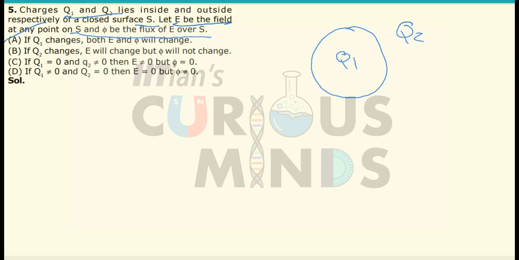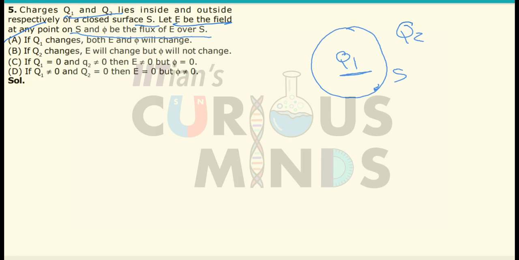Because the electric field intensity on this surface S will be directly proportional to the flux, and the flux is directly proportional to the charges inside the sphere. So if Q1 changes, the flux will change and simultaneously the electric field intensity will change. So option A is correct. Let us check option B.